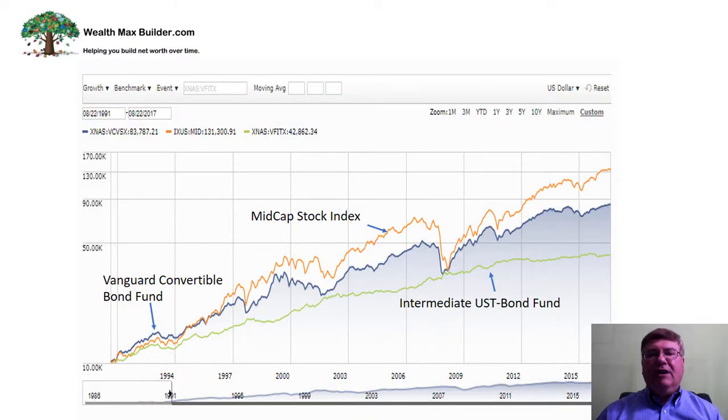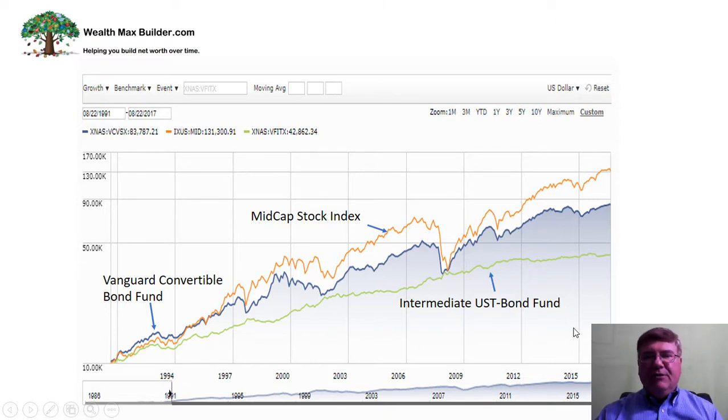To show you this on a chart, I've pulled up a total return performance chart from Morningstar.com. And it shows you the Vanguard Convertible Bond Fund in blue, which is the blue line here. And it shows you the mid-cap stock index, which is purely mid-cap stocks. That's the orange line. And we also have the intermediate U.S. Treasury Bond Fund from Vanguard as well in green.